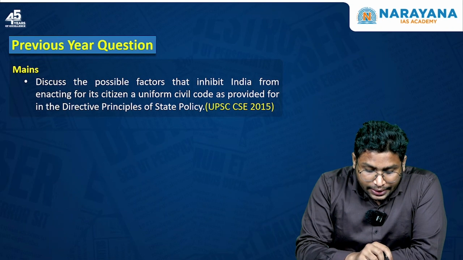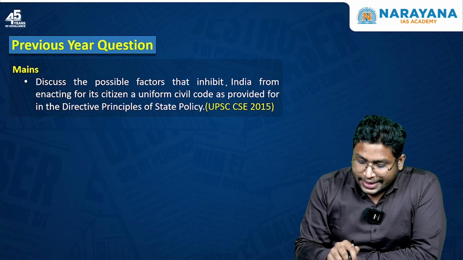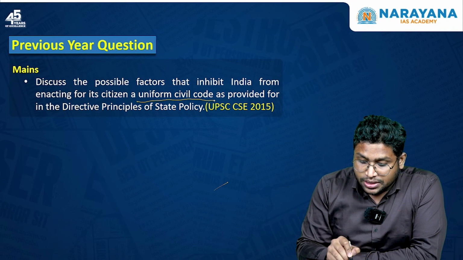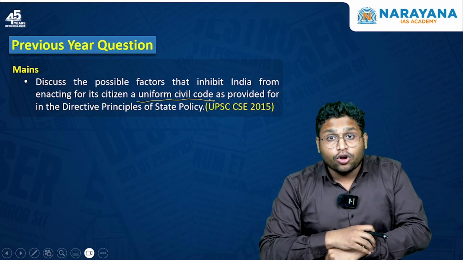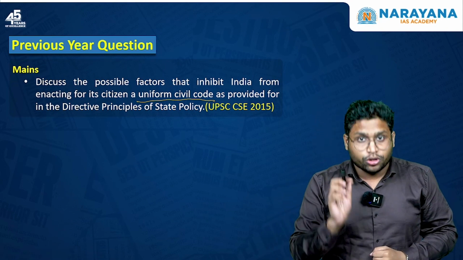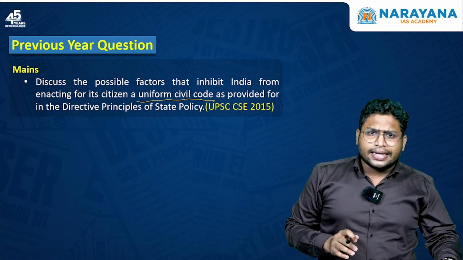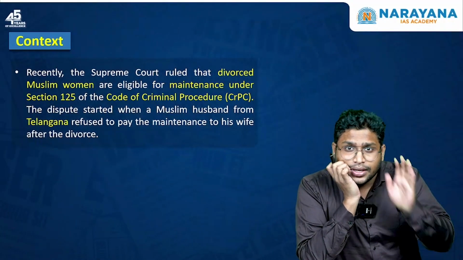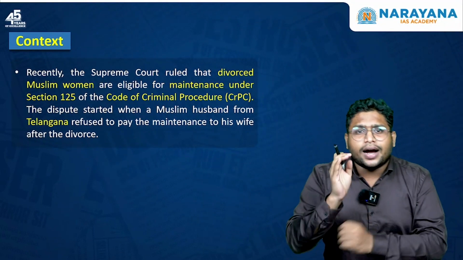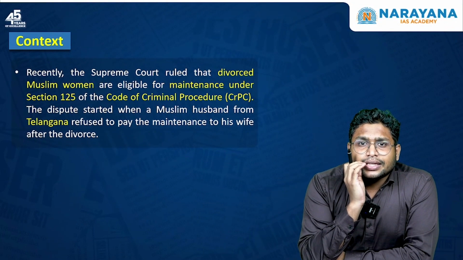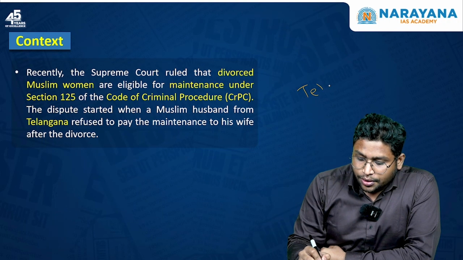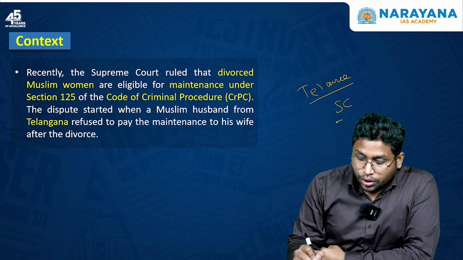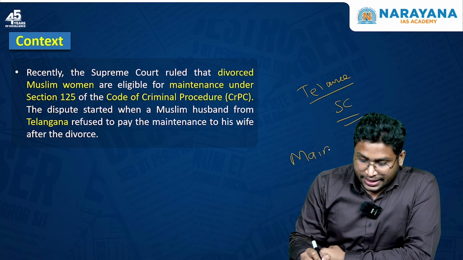One question is, discuss the possible factors that inhibit India from enacting for its citizens a uniform civil code as provided for in the Directive Principles of State Policy. Let's first discuss the article. You'll get an idea about writing answers to these questions. The context of the article says that there is a couple from Telangana who went to the Telangana High Court and then went to the Supreme Court regarding the issue of maintenance.